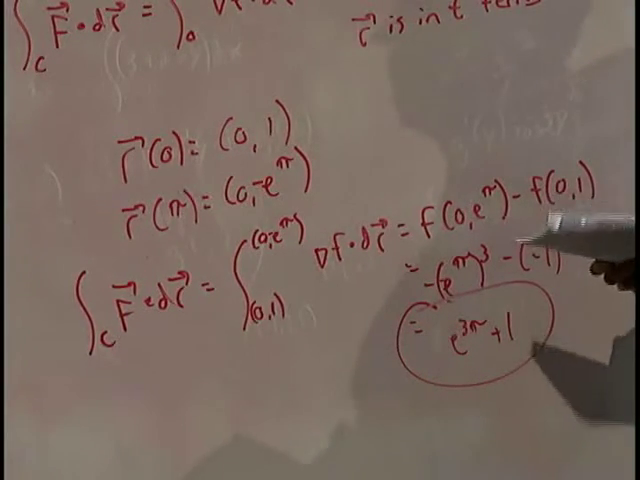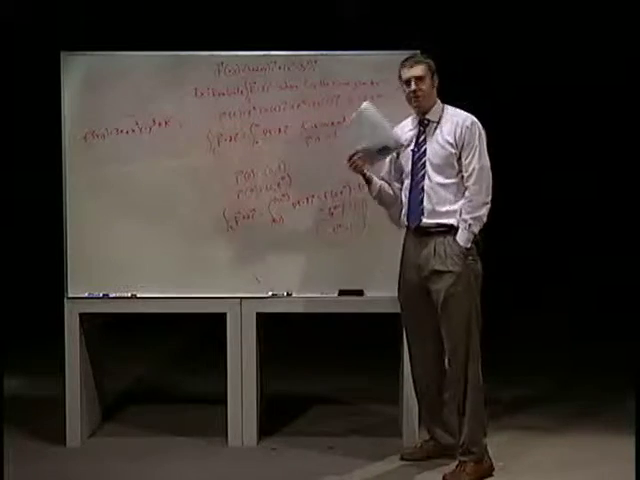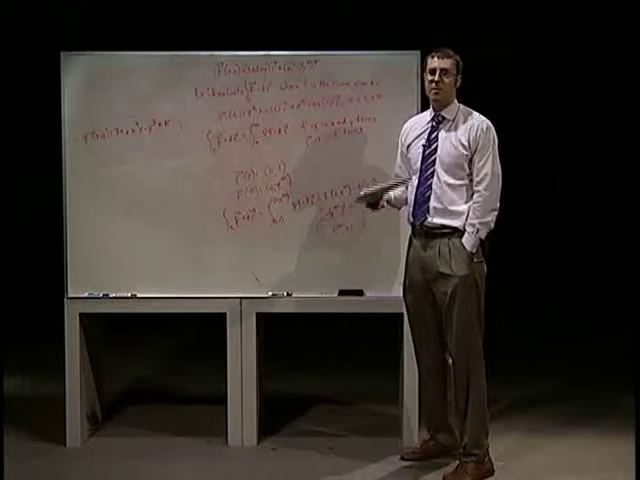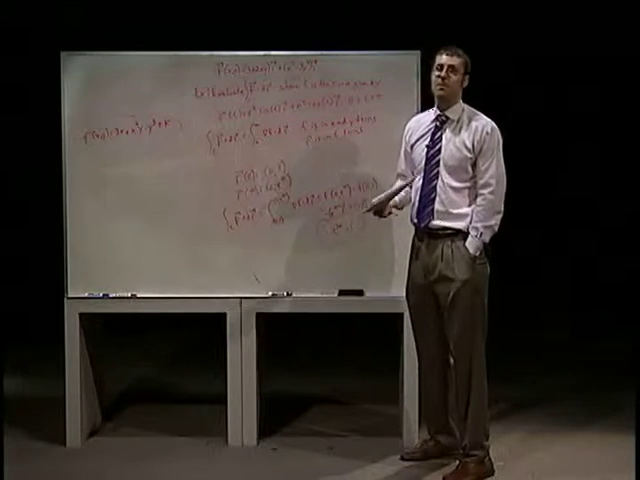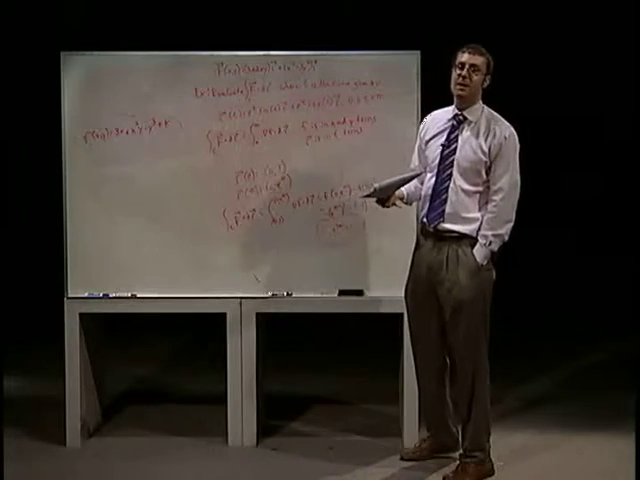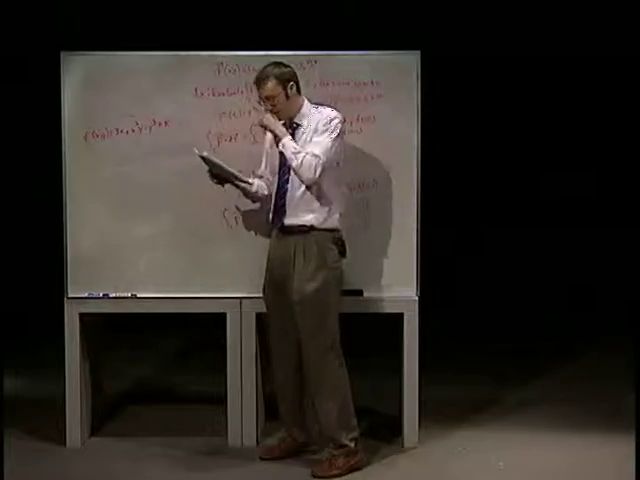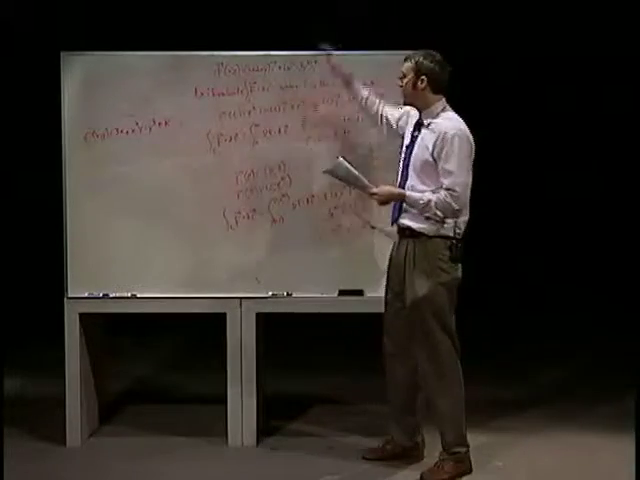So really, I mean, we went through the whole problem in some sense from beginning to end. We found the conservative vector field. We found the potential function, and we used that potential function to evaluate the line integral using the fundamental theorem of line integrals. Okay, so that was all the 2D case.